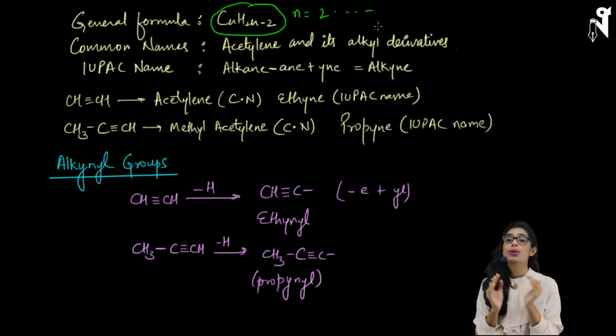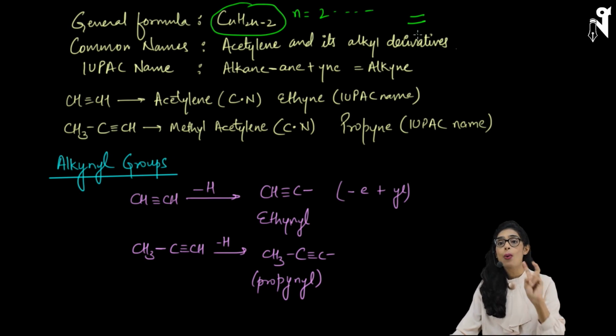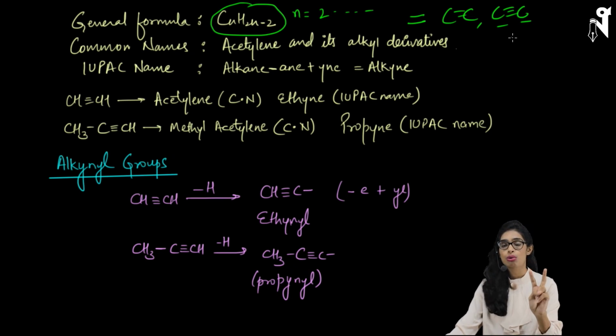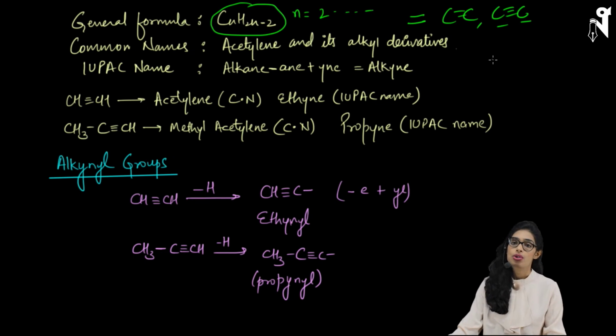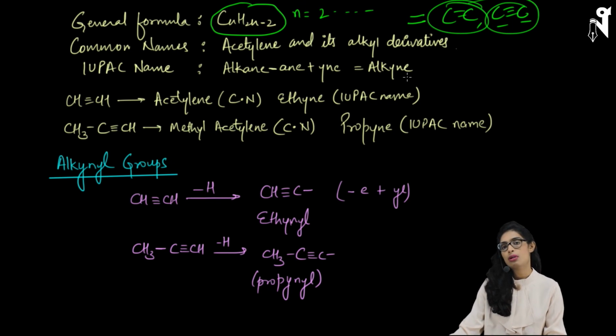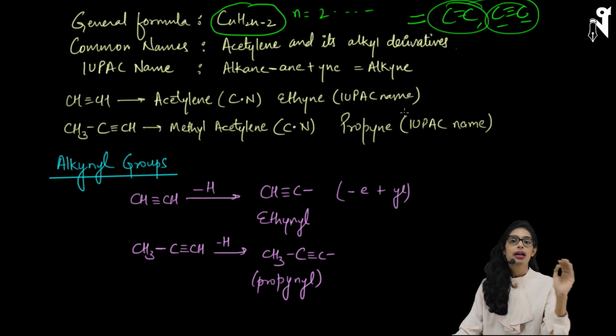Why is it n equal to 2? Why does the list start from n equal to 2? Because when you have to represent the multiple bonding, you require at least a pair of carbons to show that. So basically, carbon double bond carbon or carbon triple bond carbon will require at least 2 carbons to show this alkene or alkyne nature. Hence, the list always starts from 2 carbons, not from 1 carbon, unlike alkanes.